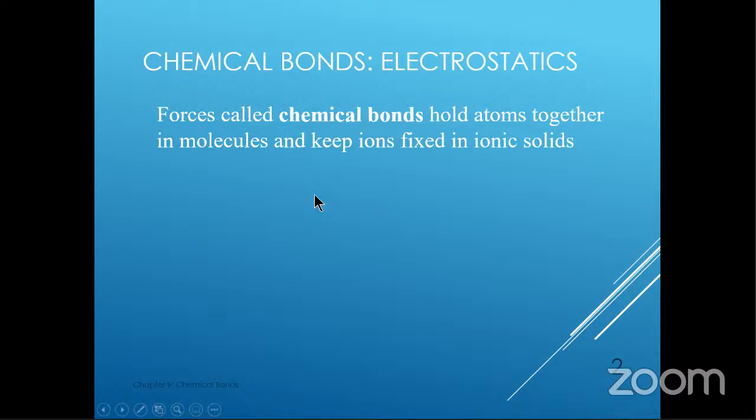So in the case of molecules, you have what are known as covalent bonds, which basically hold the atoms together. And in the case of ionic compounds, you have what are known as ionic bonds, which are the forces that are used to hold the ions together, all right?